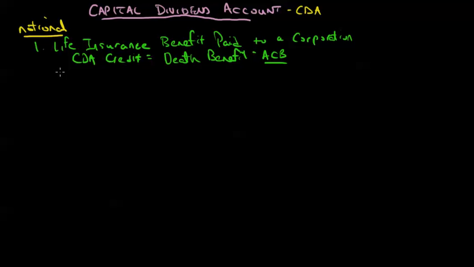Now, this does not apply for living benefits products. So a CI policy or a DI policy does not create any CDA credit. So this is not applicable to living benefits policies. That's an important distinction. It's only life insurance that creates this type of CDA credit.